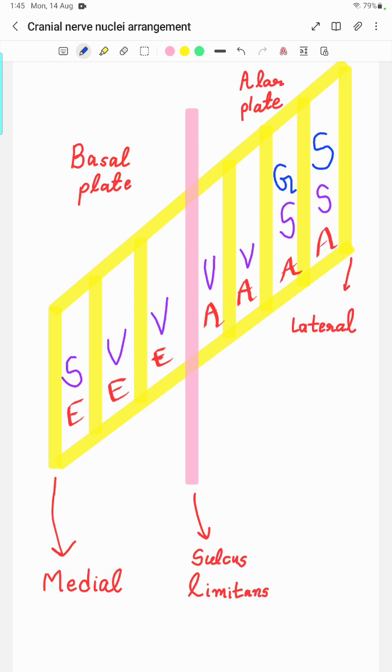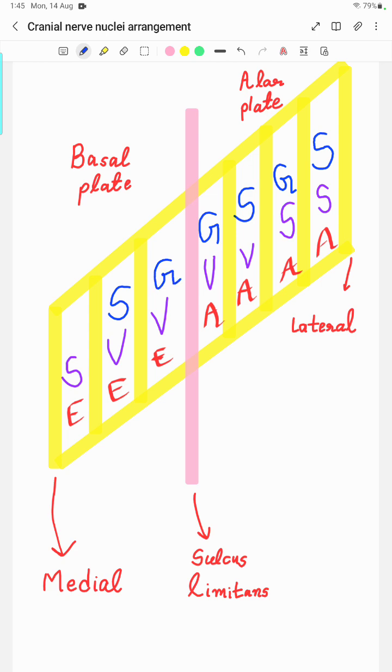Then again, these both are visceral afferent columns. So special will be inside, general will be in midline. Again, both are visceral efferent columns. So special will be inside, inside means away from sulcus limitans, and general will be in the midline, which means towards sulcus limitans.